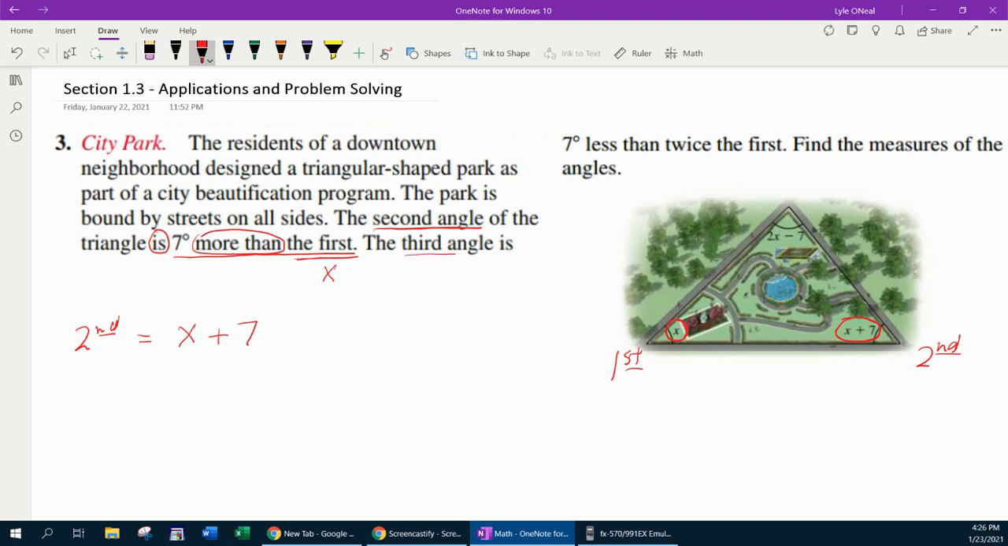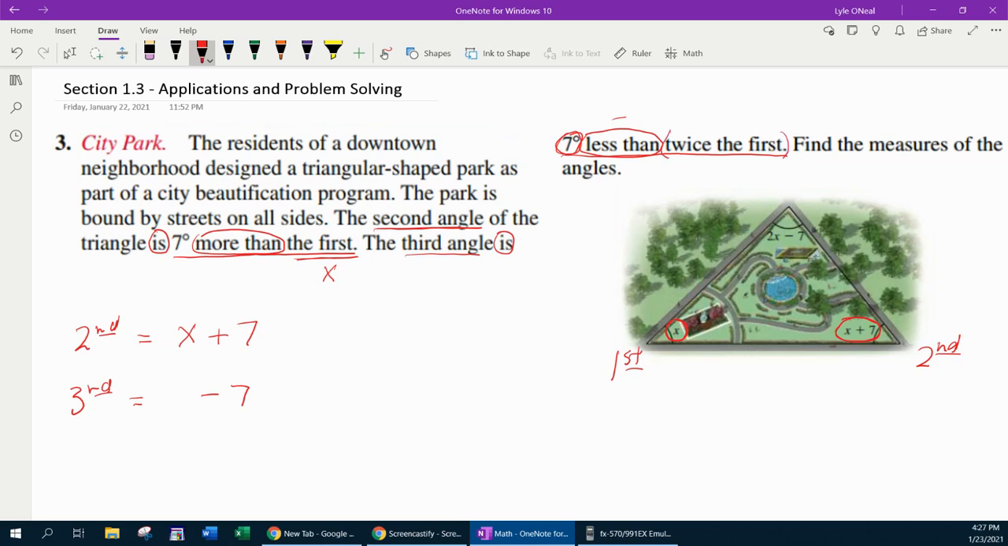And now it says the third angle is. So we can say the third is 7 degrees less than twice the first. Whew, lot to break down there. First of all, the words less than mean minus. So we're going to have a subtraction. And what's interesting about less than, whatever's in front of the words goes at the back of the minus. So 7 degrees less than means you're subtracting 7 from something.